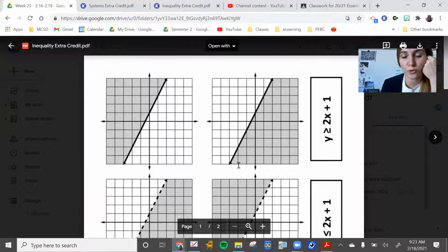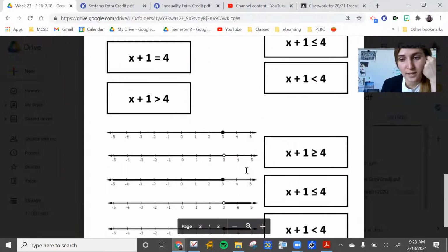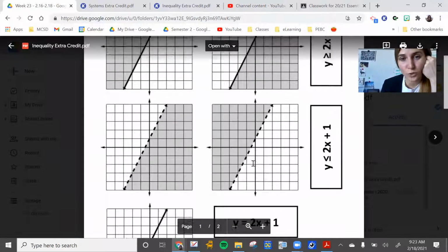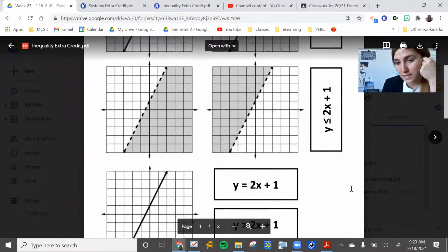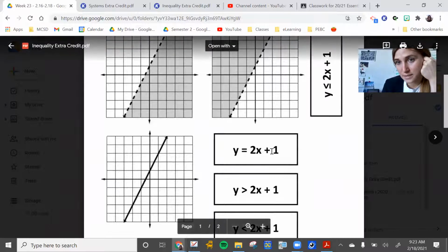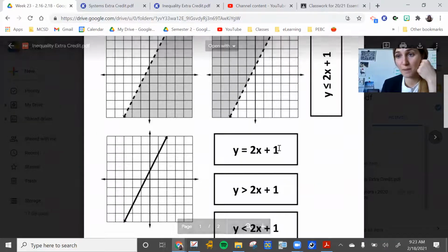What you're going to do is, it's 2 pages. You're going to cut out each of the graphs and each of the inequalities or equations, and you're going to match them up.